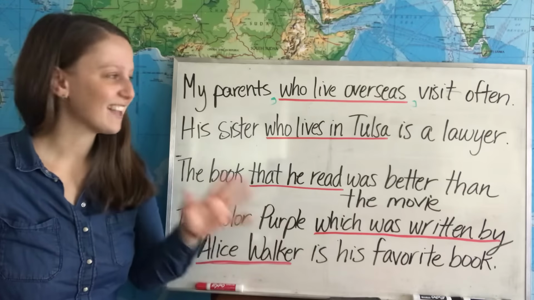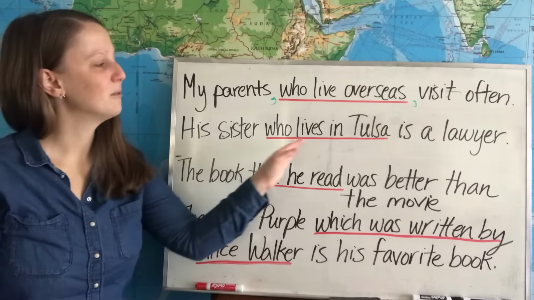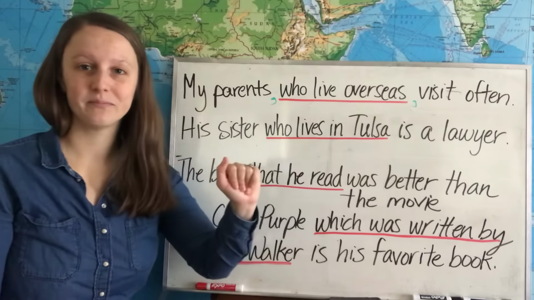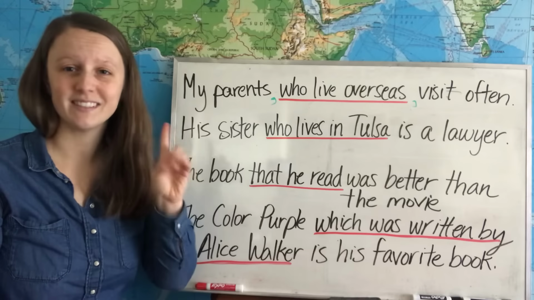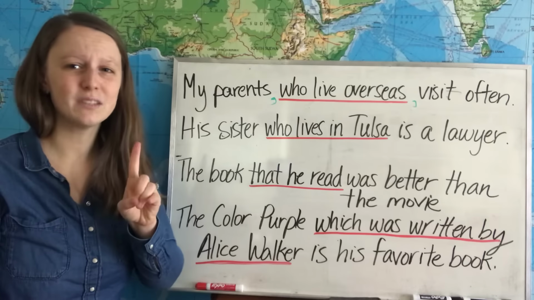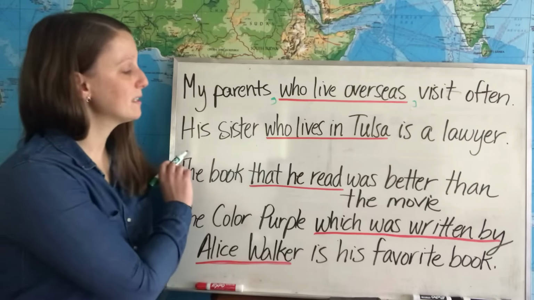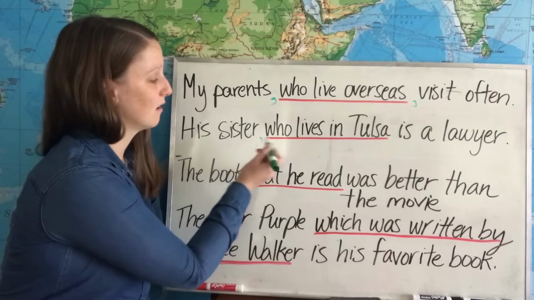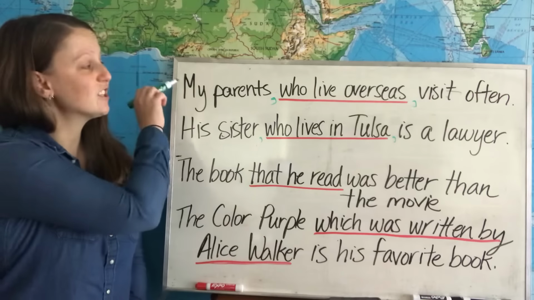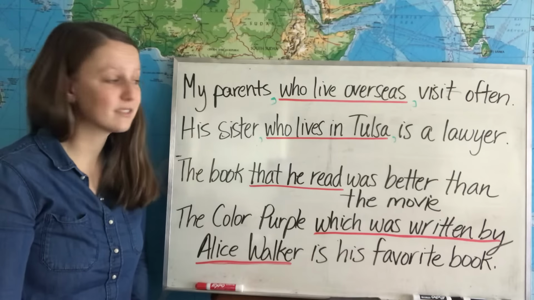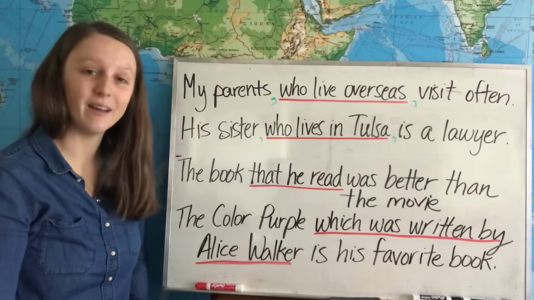Okay, let's look at our second example, which is a little bit more complicated. His sister, who lives in Tulsa, is a lawyer. Now let's imagine that he has only one sister. He only has one sister, and we're describing her. We would say his sister, who lives in Tulsa, is a lawyer, just like our example with my parents. His sister, comma, who lives in Tulsa, comma, is a lawyer.